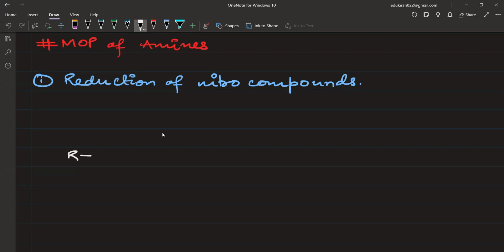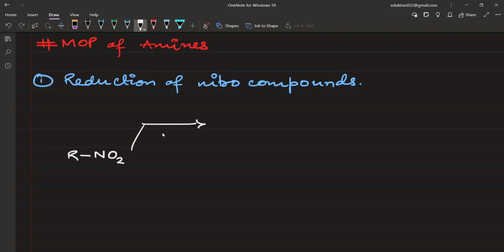Okay, so if you have RNO2, see, this is oxygen in the nitro group. You have to convert it to what? NH2, right? Amine is what? RNH2. So what are we going to use? We are going to reduce it.